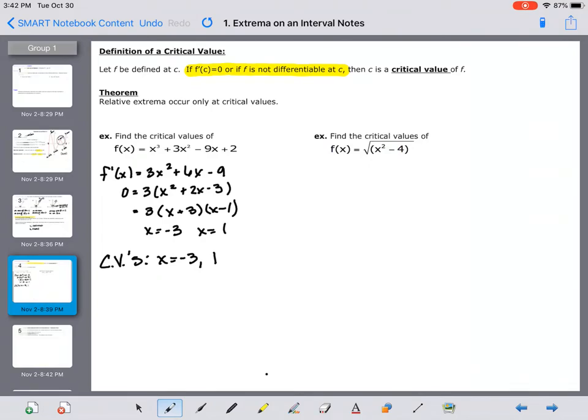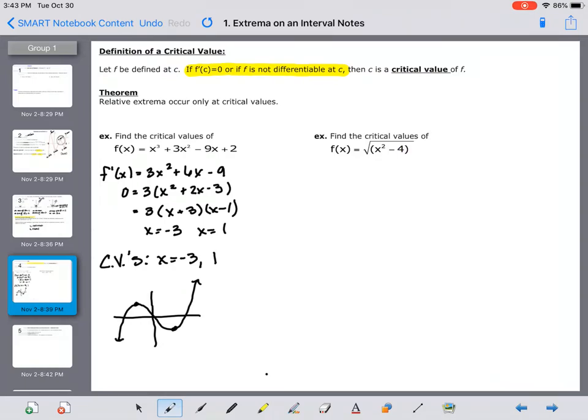So I have two critical values, which makes sense because most of our polynomial functions, this one in particular being a cubic, are going to come up, go down, and go back up again. So we have a max and a min, which means we have two critical values. This is not necessarily the graph of this function, just an example of a cubic.